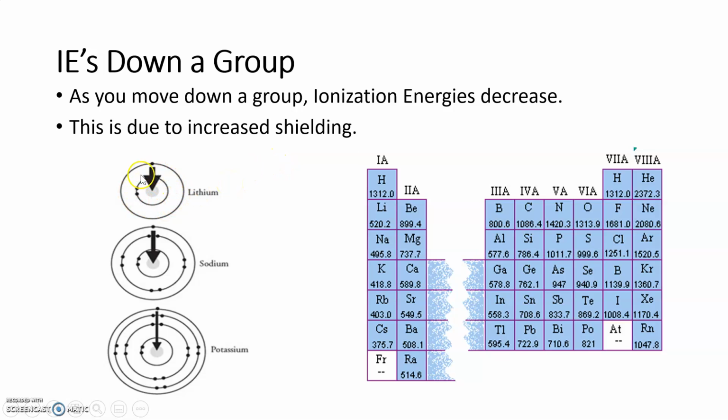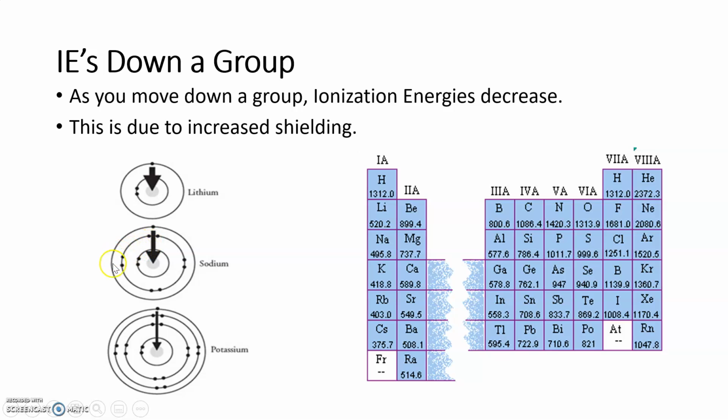Here's lithium, not very many electrons, so few inner shell electrons between the valence electron right here and the nucleus. So the attraction between the nucleus and that outer valence electron is going to be really strong. It's going to be like trying to pull two very strong magnets apart.